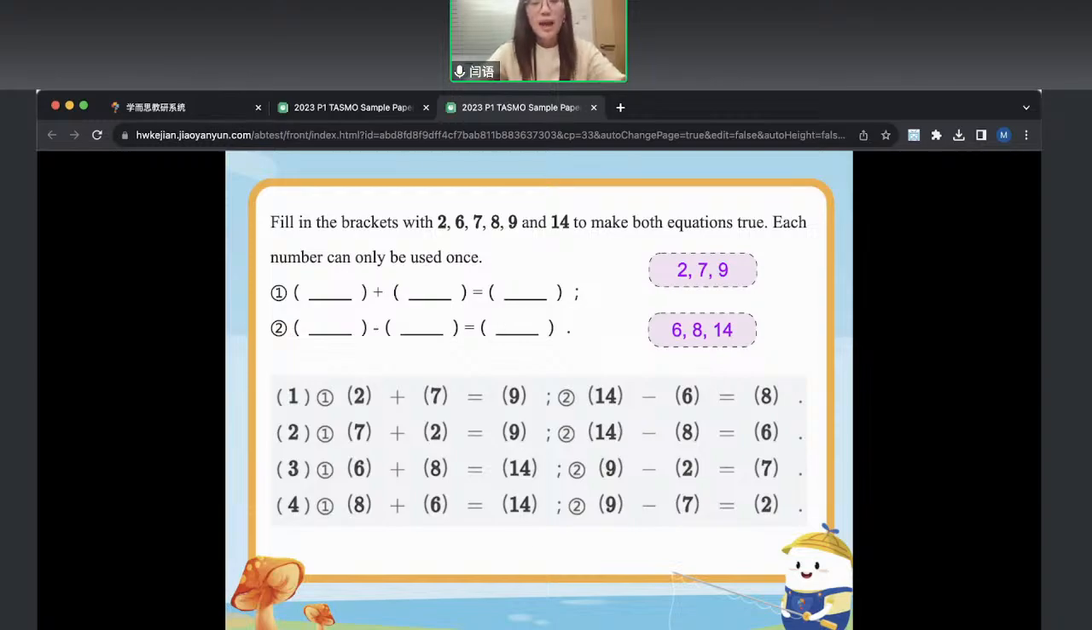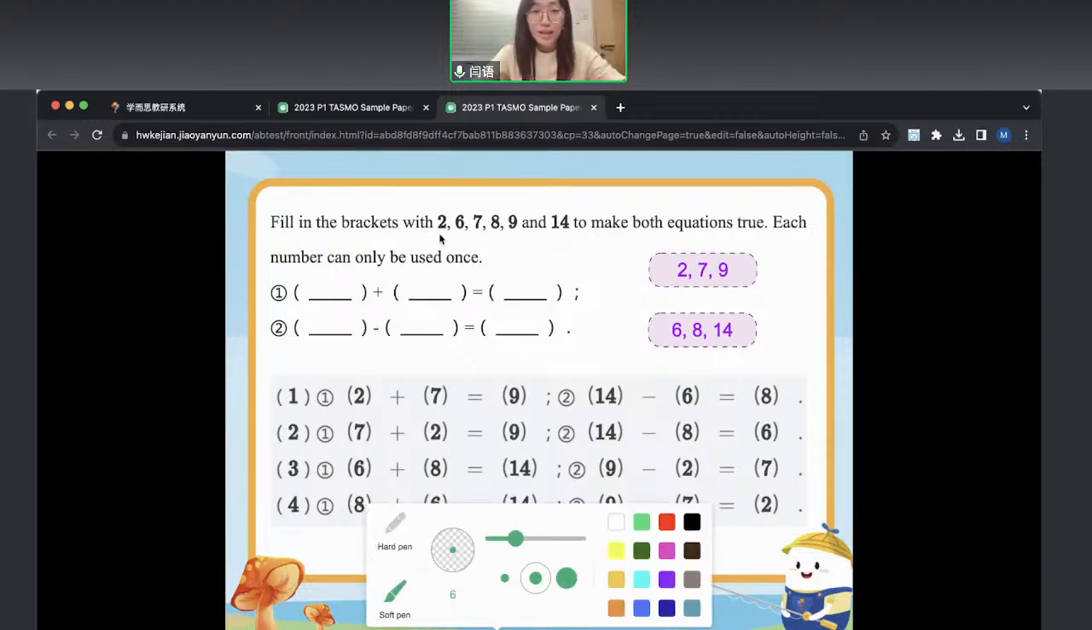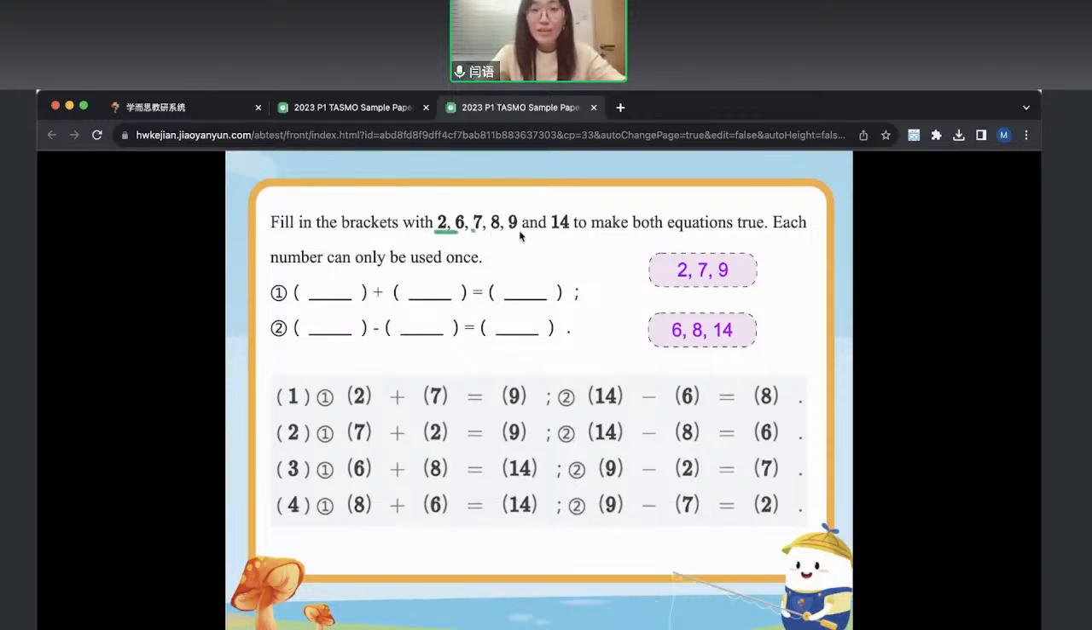And also, I want to mention that for some students, after they figure out, okay, 2 plus 6 equals 8, and then they get stuck. If you see it doesn't work when you try to put 2, 6, and 8 as one group, you can just try some other possibilities, and then move on to 2, 7, and 9, right?